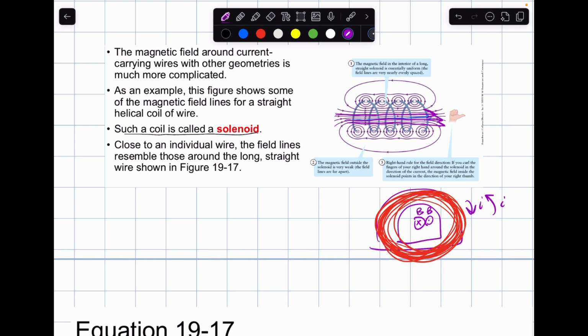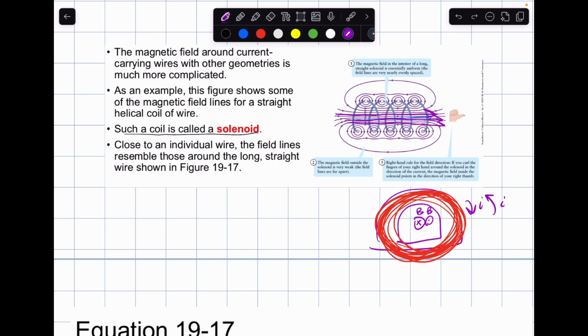So, right, this is a very common geometry. And so it's called a solenoid. So when you wrap the wire around in a circle, and your current is moving around in a circle, you get a straight magnetic field in the middle. Okay, and that's called a solenoid.